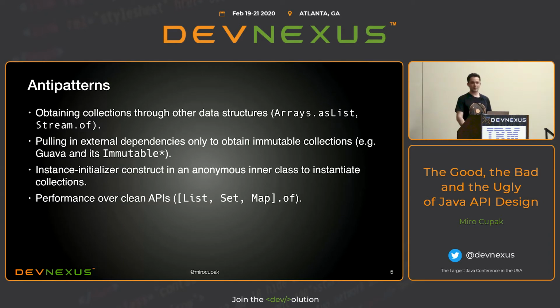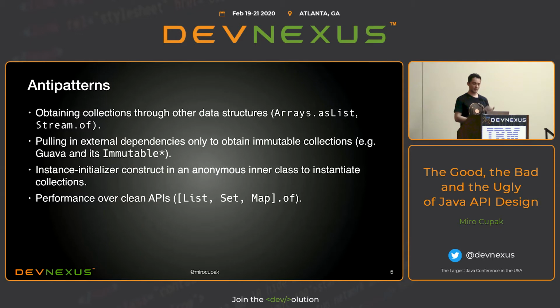Now let's recap some antipatterns that we've observed, so things that we shouldn't do. Basically, don't use legacy workarounds for making the old school collection creation approach one-liner. So don't obtain collections by piping data through other data structures like arrays or stream. Don't pull in external dependencies only to obtain immutable collections because all this has been superseded by the methods directly in the JDK. And especially don't use the instance initializer construct in an anonymous inner class. It's not readable and you're risking memory leaks.